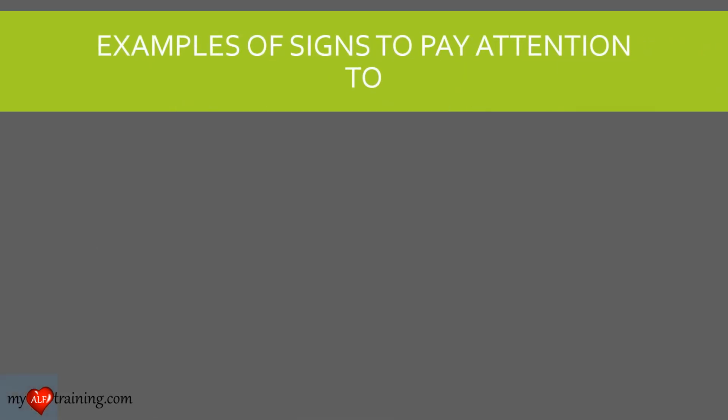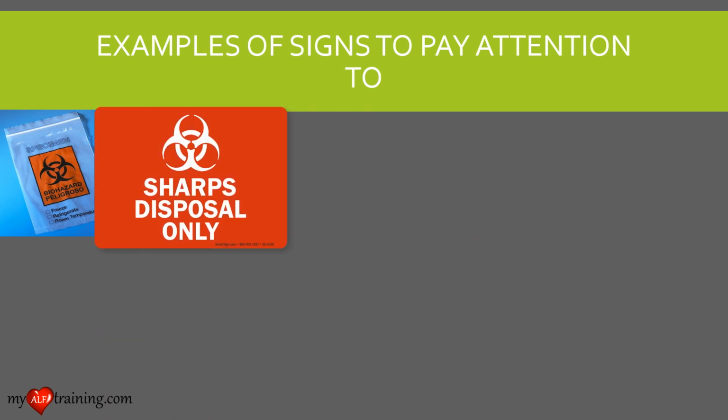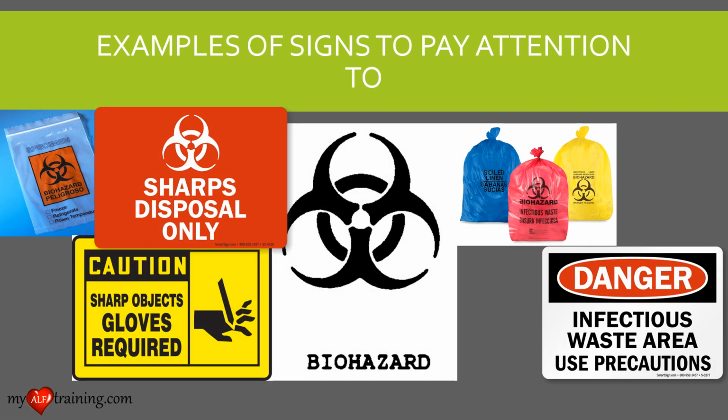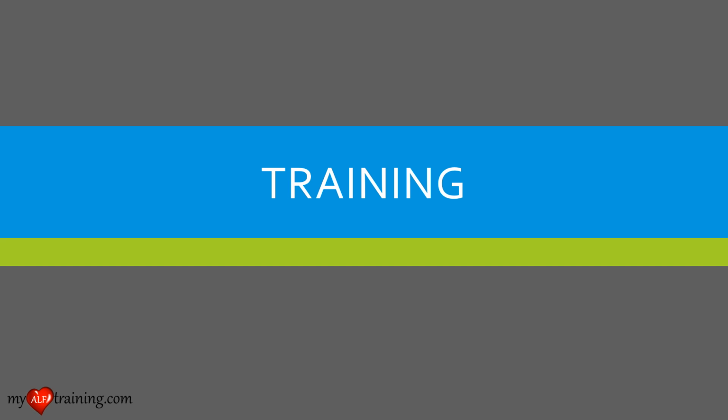The following are some examples of signs to pay attention to in the workplace. Please take a moment and look at each one and familiarize yourself with these symbols. Notice how they all are in yellow, red, or blue. With bags, blue would be soiled linen, red bags would be biohazardous, as well as yellow bags. Let's go over some training now.